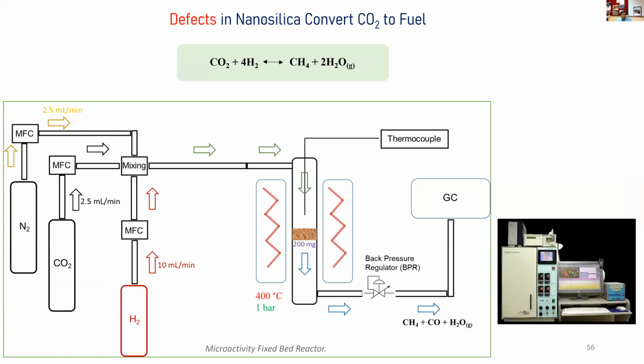Then based on these preliminary characterizations, we carried out the CO2 reduction. CO2 plus hydrogen gives you methane, water, and a small amount of CO is produced. So now you mix CO2 and hydrogen, and this is your catalyst bed, which is heated at 400 degrees Celsius, 1 bar pressure, atmospheric pressure, and then we monitor the reaction using gas chromatography.